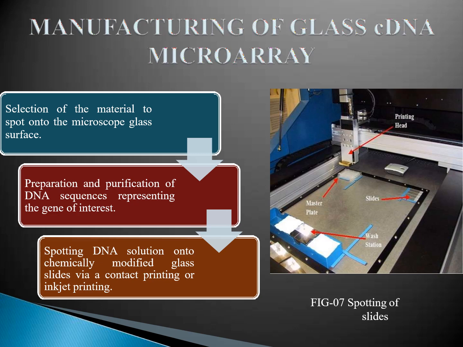After preparation, purify that material which is representing the gene of interest, and finally that DNA molecule is spotted onto chemically modified glass slides via contact printing or inkjet printer. So this is the spotting of the slide you can see in the picture here. This is the printing head and this is the master plate. So through this master plate, the prepared sample, that is the DNA molecule, is used. This is a wash solution for the washing purpose, and these are the slides where this printer will coat the probe DNA on the surface of the glass slide. So this is how the manufacturing of glass cDNA microarray is carried out.